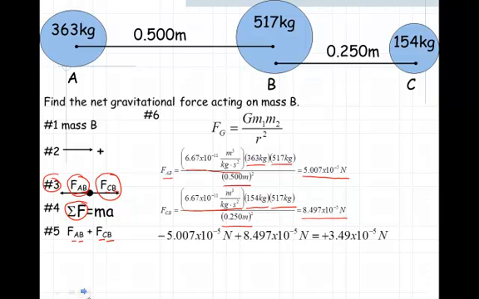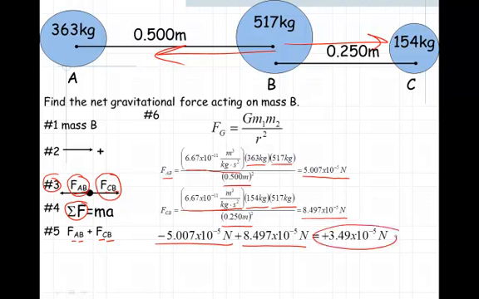So we add up those values, and when we add them up, we have to remember that we need the right direction, because the force of object A onto B is to the left. That's got to be a negative value. The force that C applies onto B is to the right. We plug that in as a positive value. The resulting force is positive 3.49 times 10 to the minus 5th newtons, and it doesn't hurt to say that that is to the right.